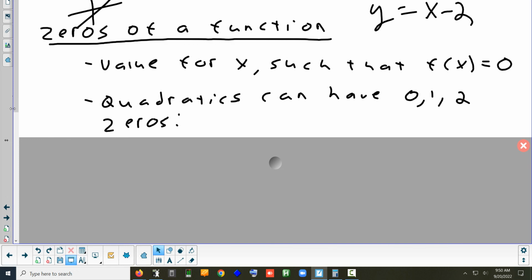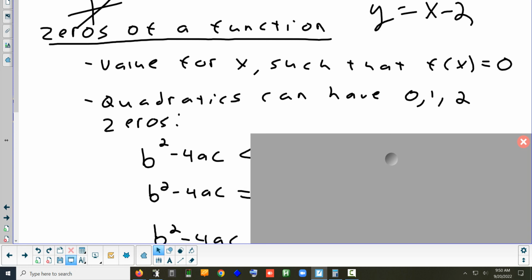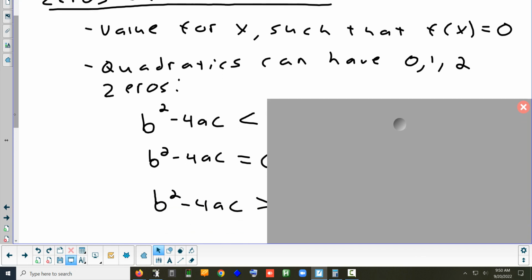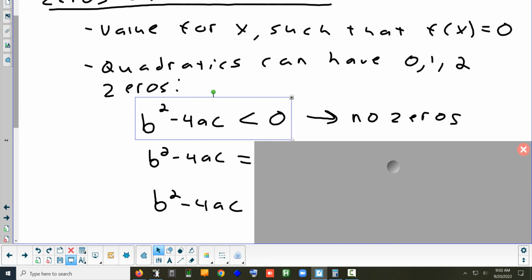Parabolas can cross zero, once, or twice. And the way you can figure out how many times a parabola is going to cross the x-axis, how many roots, how many zeros it has, is by doing this calculation. The A, the B, and the C come from what I just showed you at the beginning of class. A is the number in front of x squared, B is in front of x, C is the constant. If you do that calculation out, b squared minus 4ac, and it comes out less than 0, you're going to have a situation like that. You will have a graph that has no zeros. It never crosses the x-axis.